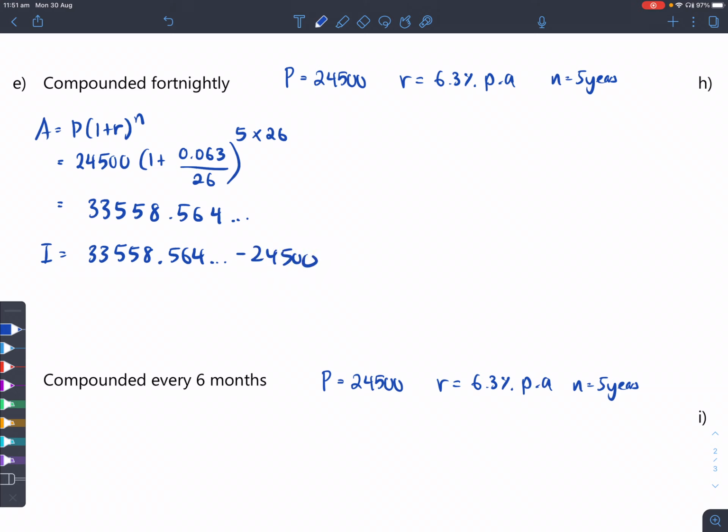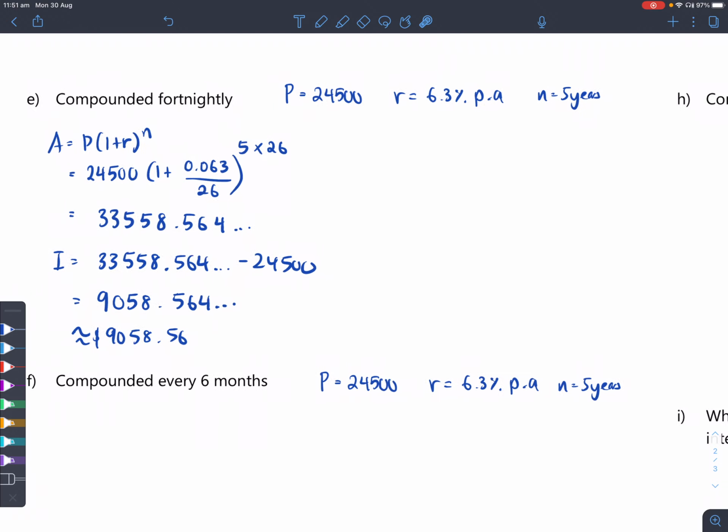So if I then just subtract 24,500 in my calculator, I get 0.564 and so forth. And that would round down to 9058.56. Okay, so we get this amount of interest if we invest this much amount of money compounded fortnightly.